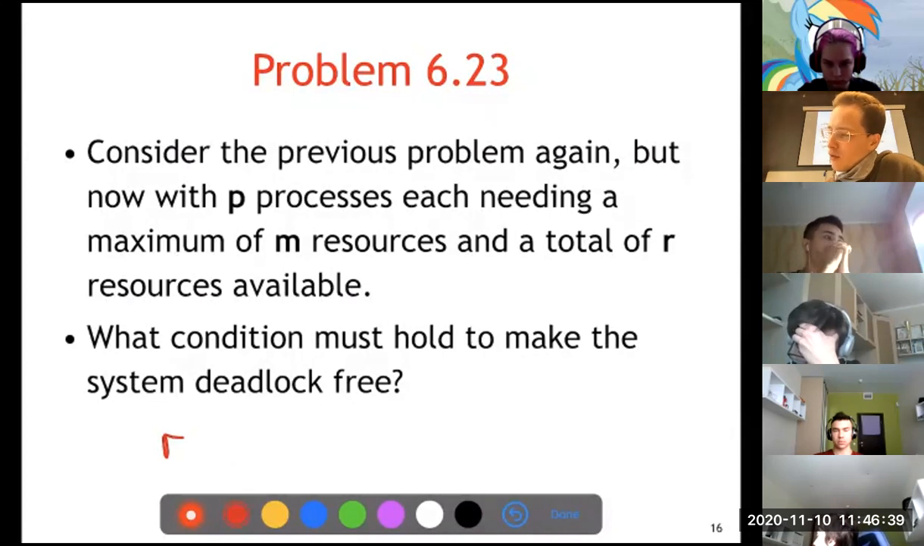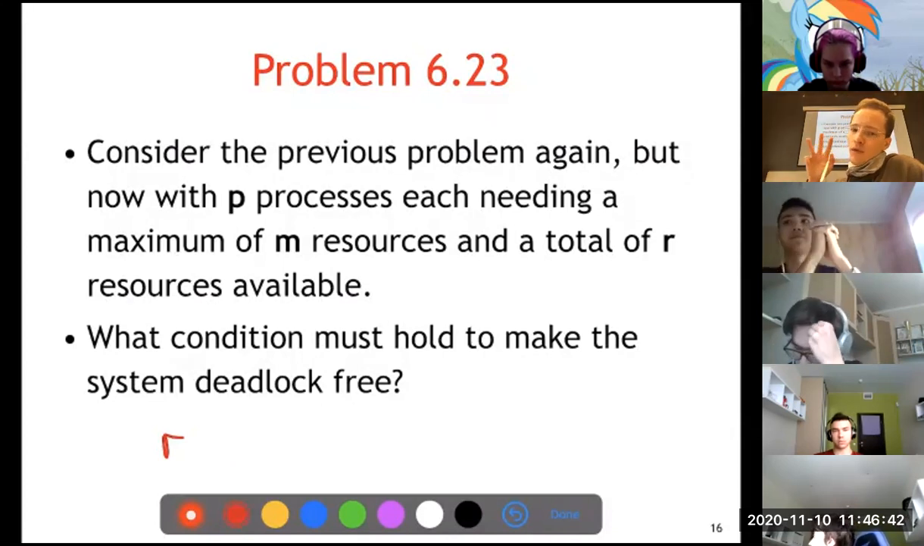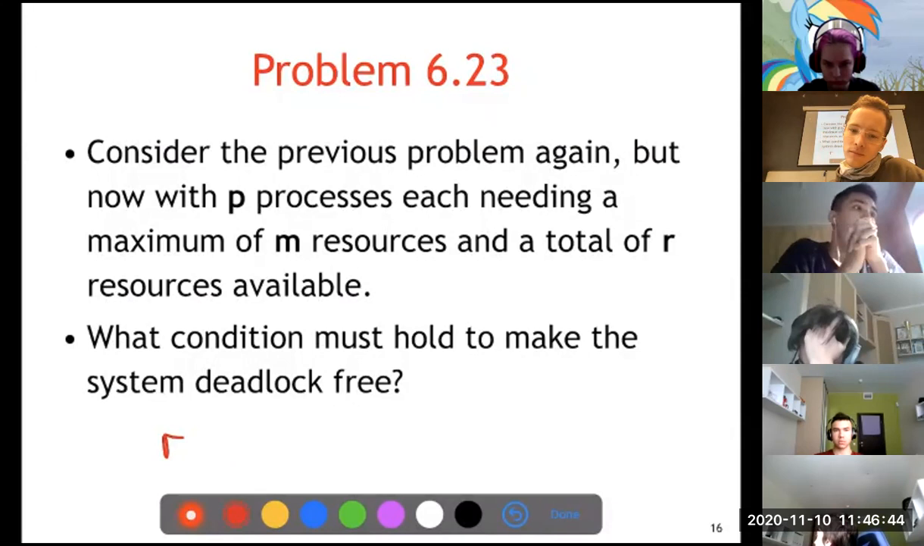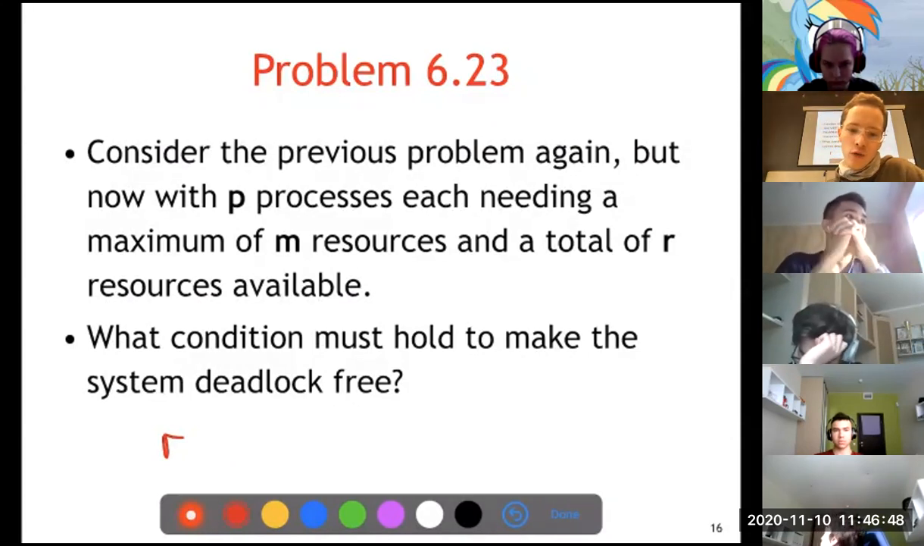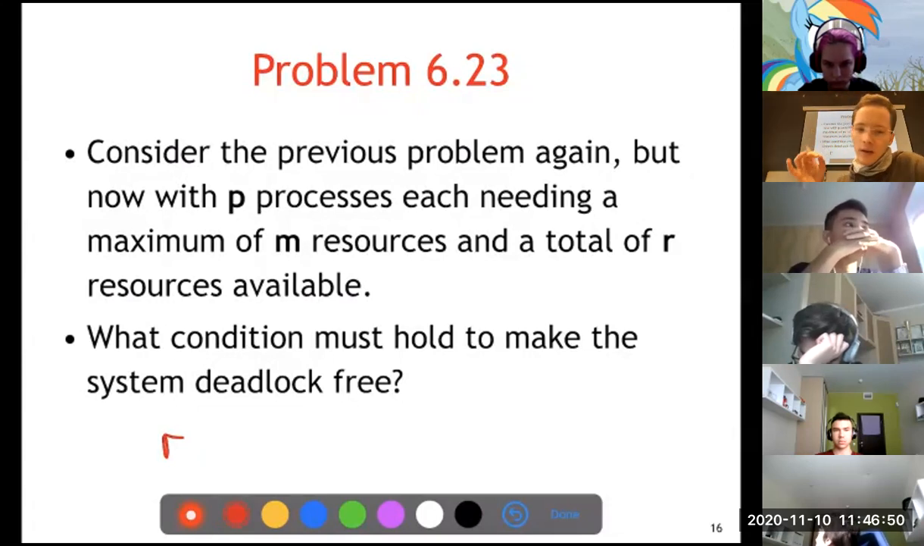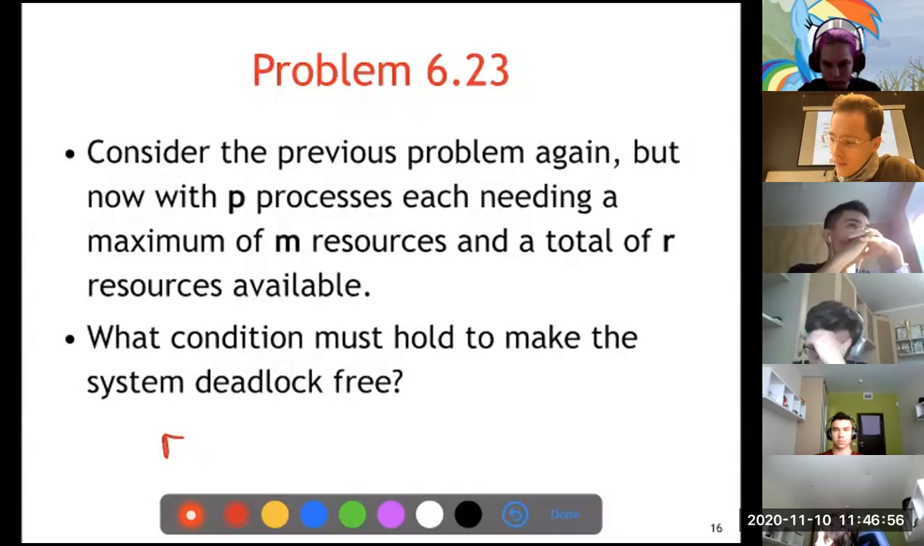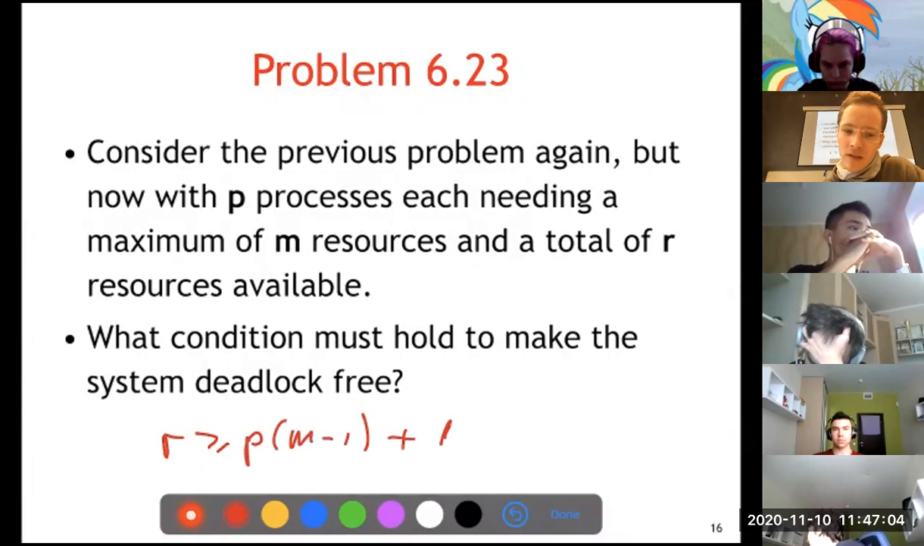Remember, we had two processes and three resources. R should be this number or greater. Okay. Like this. Can you please explain why?